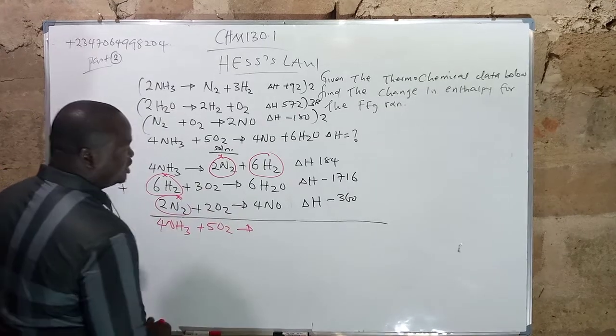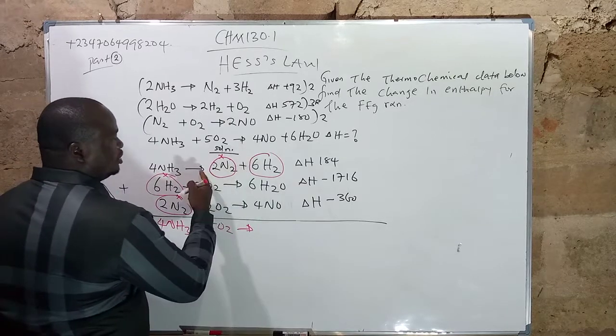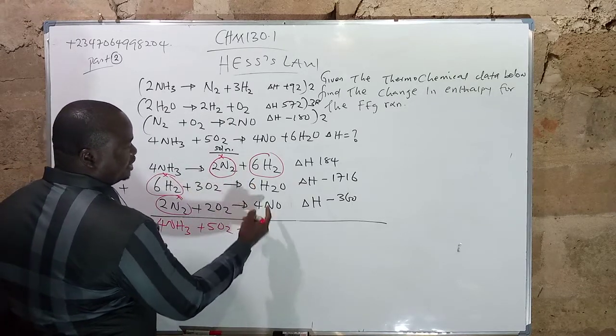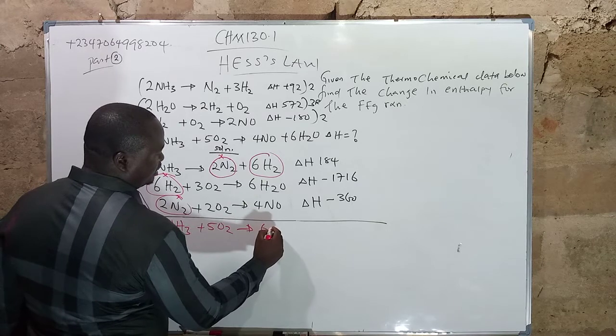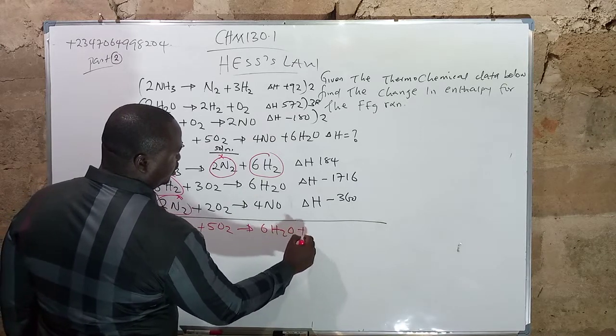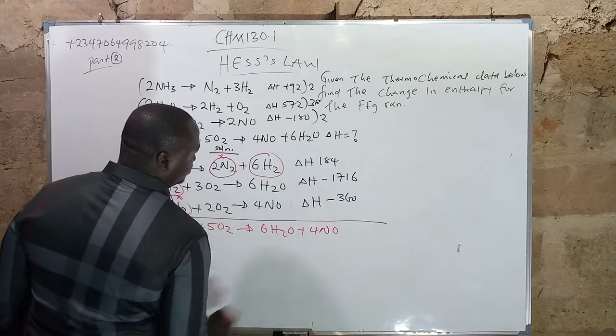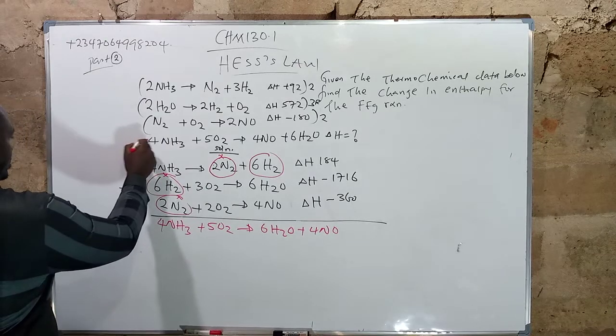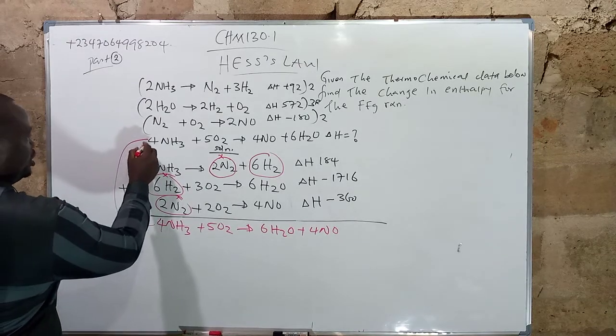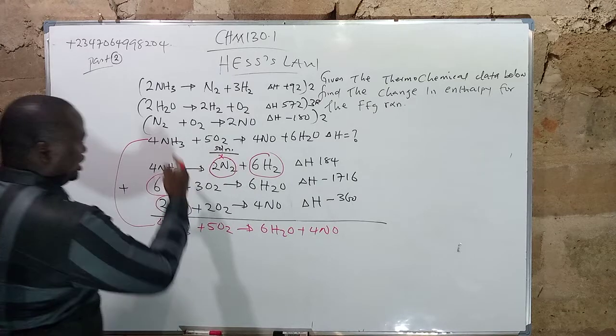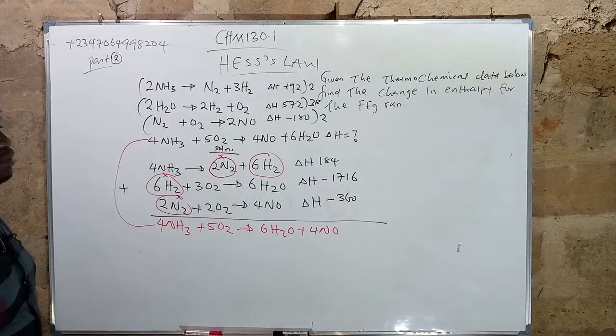Then at the product side, there's nothing at the first equation. So plussing this, so you have 6H2O plus 4NO. Can you see that this looks exactly like this? This was our base reaction. Can you see they look exactly like this? That means you got it.